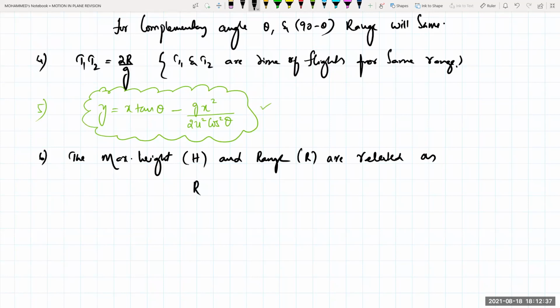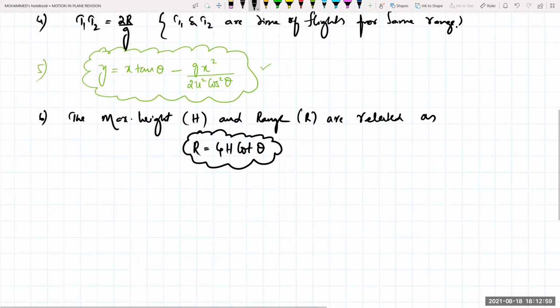R is equal to 4h into cot theta. Last time we also did the derivation. Now it is not the time to go for the derivation. In minimum time we need to be able to reproduce the formulas, and we need to give a lot of time for your practice participation. So whenever we get a question based on maximum height and range, the relation between them is always R is equal to 4h into cot of theta.